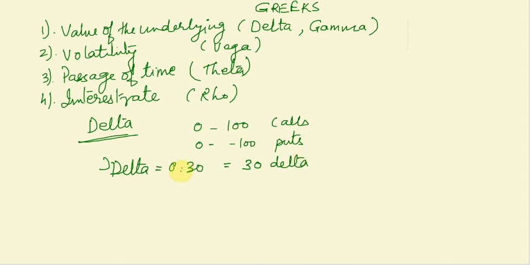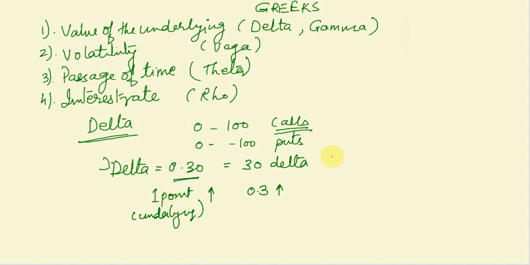So what does a delta mean? A delta of 0.30 means that if the underlying rises by 1 point, the value of the option would go up by 0.3. And remember, we are talking about calls here. So if the underlying goes up by 1 point, the option value goes up by 0.3.